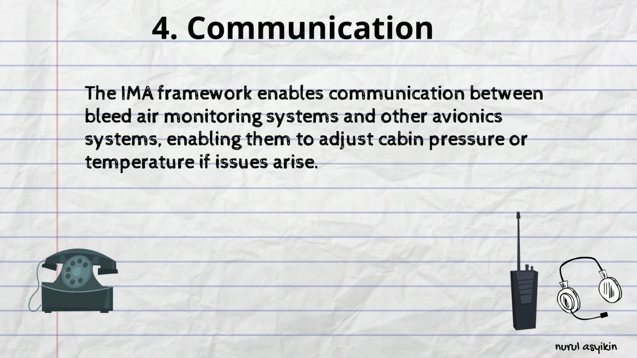Lastly, is about how bleed air is monitored through communication. The IMA framework also allows for communication between the bleed air monitoring system and other avionics systems, such as environmental control systems. For example, if the bleed air system detects an issue, it can communicate with the environmental control system to adjust cabin pressure or temperature accordingly.